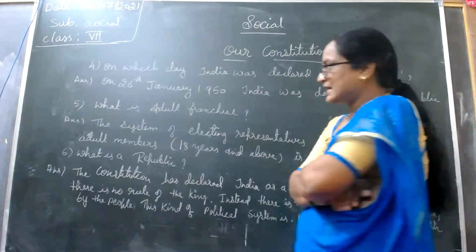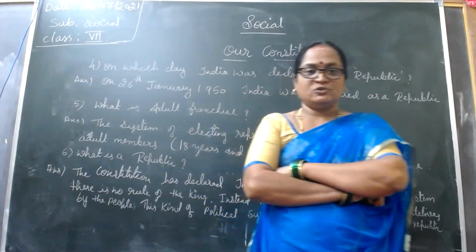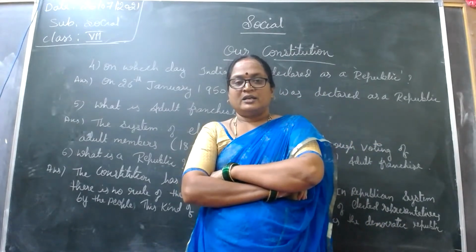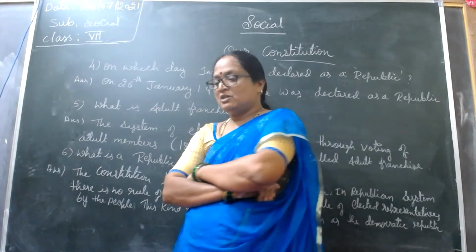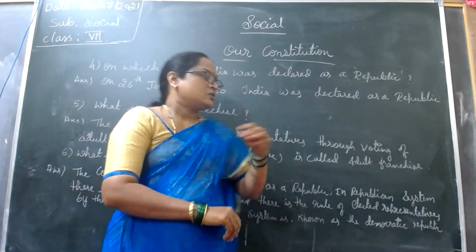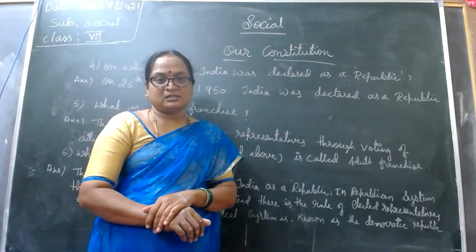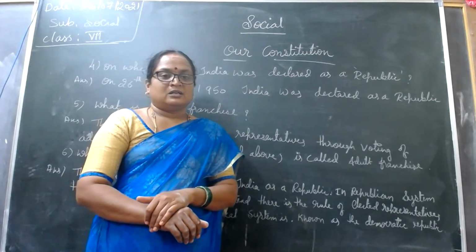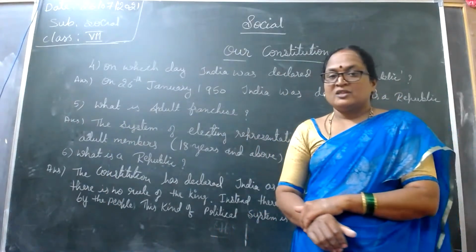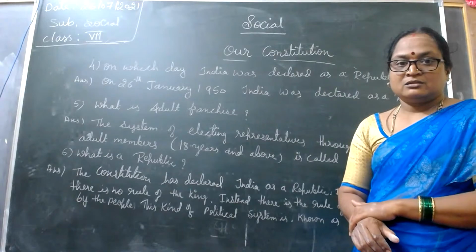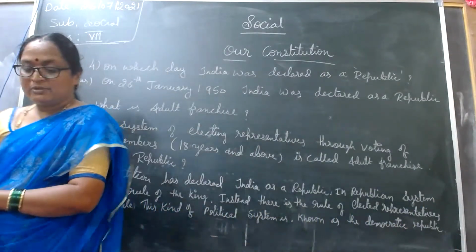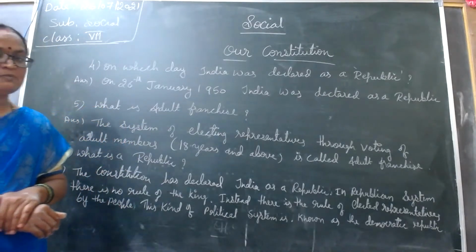So dear students, in this class we have discussed the meaning of constitution, what is adult franchise, what is republic, and the features of a constitution. So copy these notes in your classwork. You should maintain the classwork neatly. For handwriting, internal marks are there. So handwriting should be clean, and practice the India map according to our syllabus.